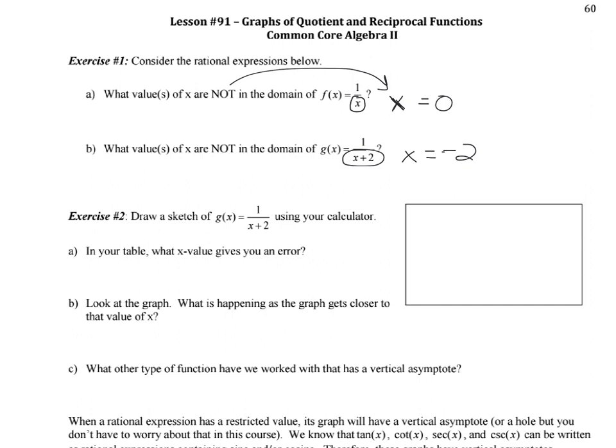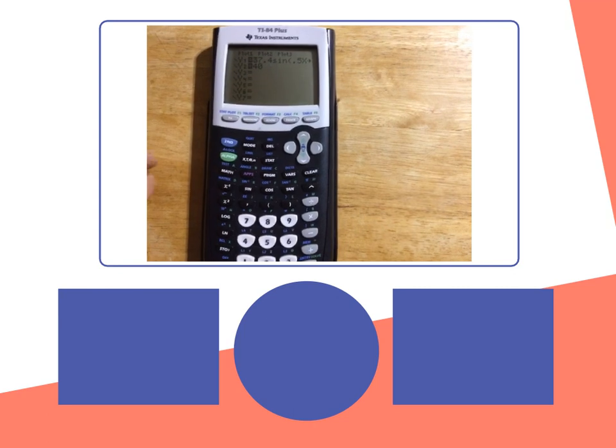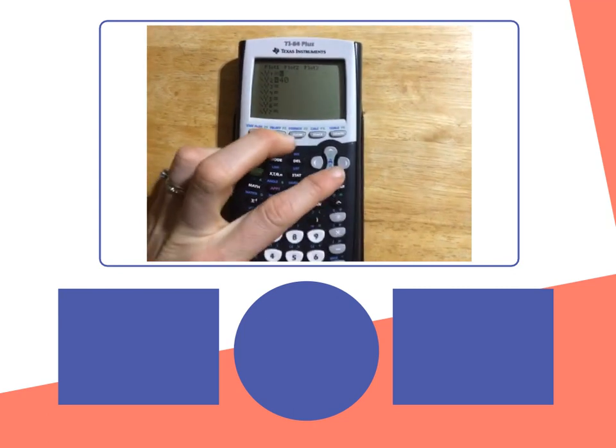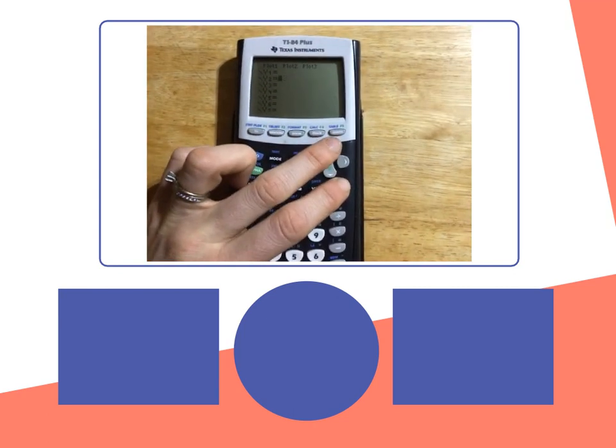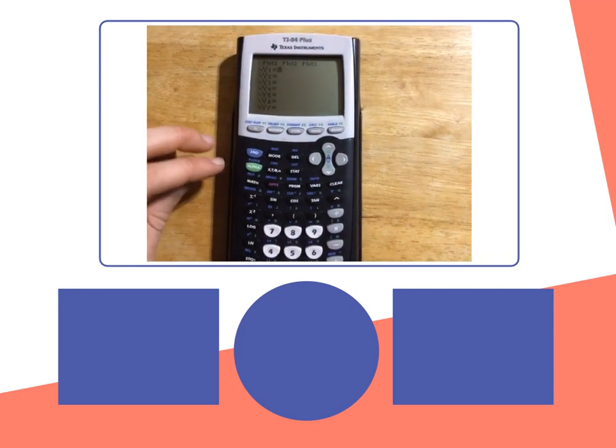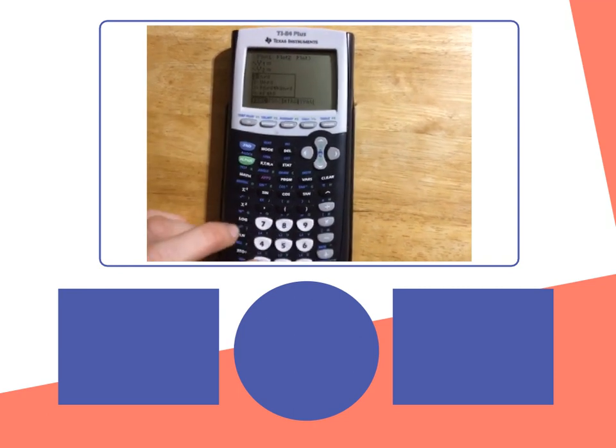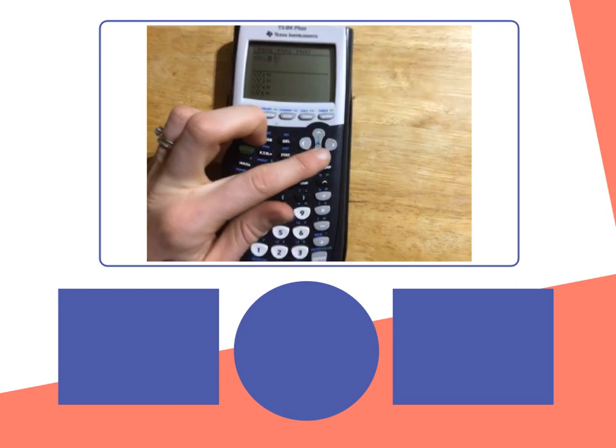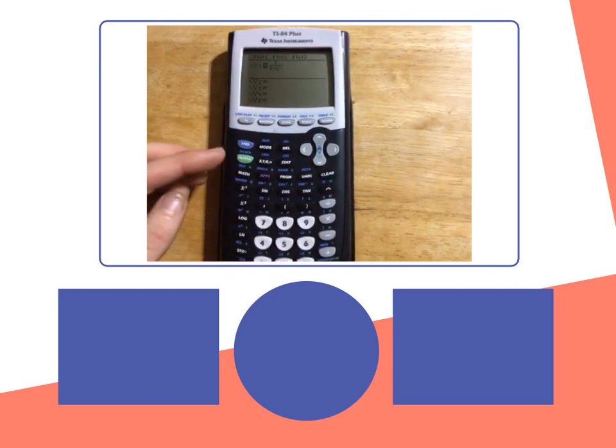Okay, so we're going to take the second one and we're going to sketch it on the graphing calculator. We're going to be answering some questions about the table and the graph, and then we'll come back to the notes. So I'm going to start out, just clear out my old graphs and go up here. I'm going to insert a fraction and type in 1 over x plus 2.